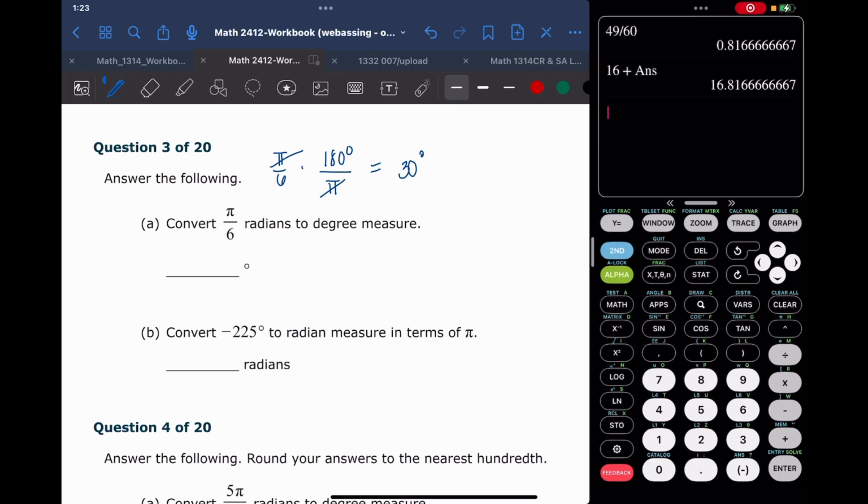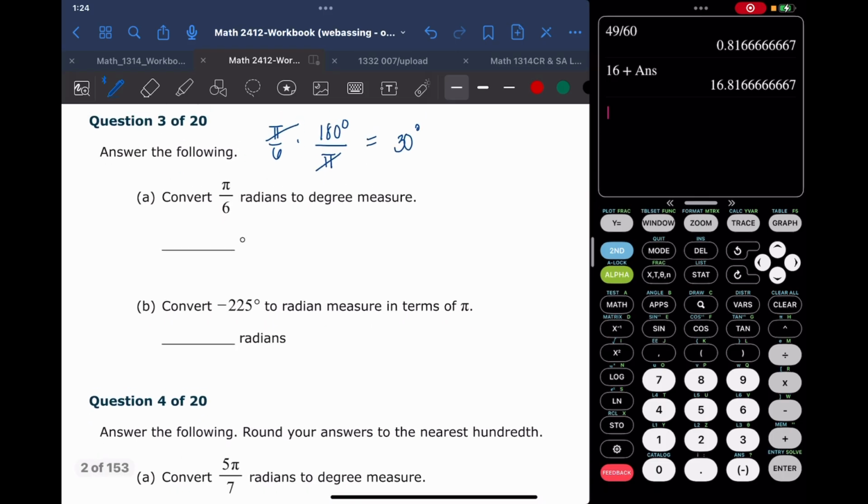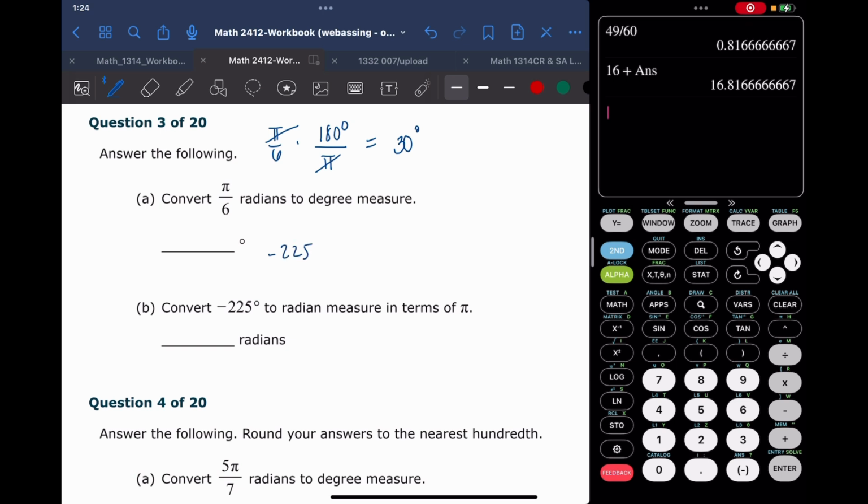And then for part B, convert negative 225 degrees to radian measure in terms of pi. So we're going to say negative 225 degrees times pi over 180 degrees. You're going to keep the pi notation. So I'm going to get negative 5 over 4 pi.